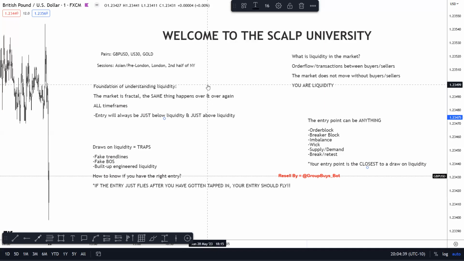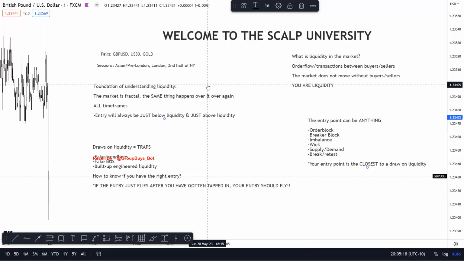I'm definitely going to be going over the foundation on how to understand liquidity from my perspective, and how to understand market structure, a little bit more advanced than the basic market structure. Nothing too fancy, just some added tips and a little bit more in depth. Understanding liquidity traps within the market, and how to identify if we are experiencing a fake break of structure, or a fake area in the market where price is just having a draw on liquidity.